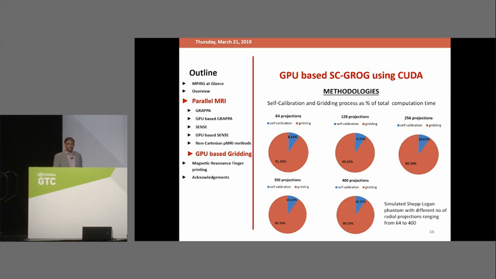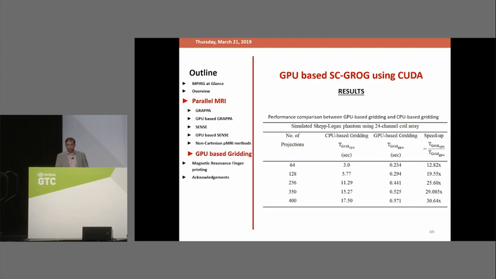This slide shows that most of the time is taken by the gridding process, which is shown by the brown color. The blue one shows the self-calibration. You could see it's only about 8% or so of the time which is used by the calibration process. So the mostly time-intensive process is the gridding.